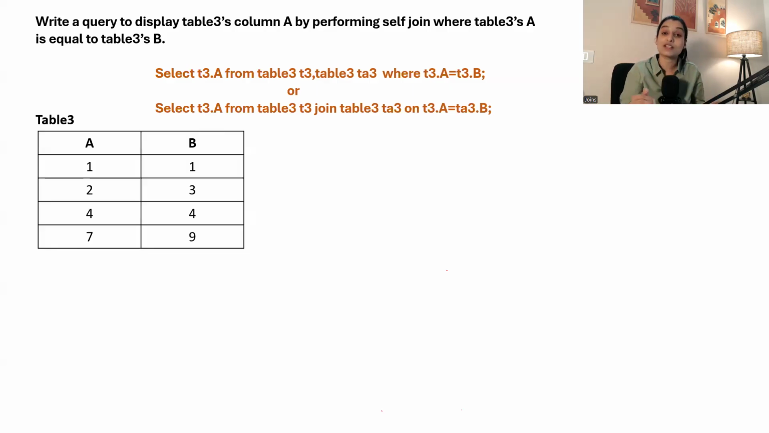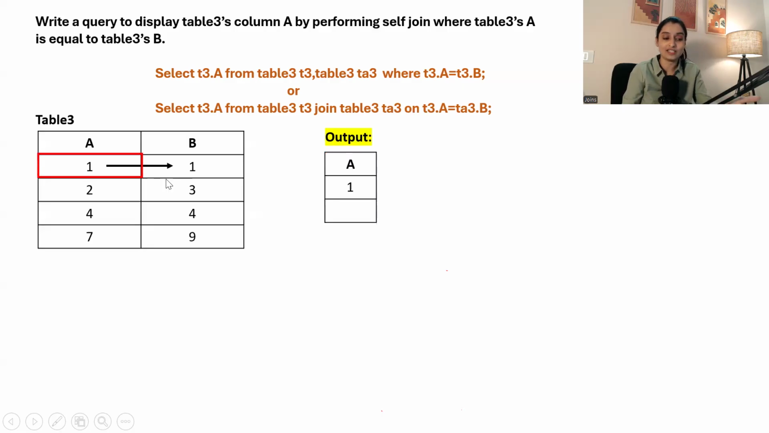Correct, right? What is the condition? Basically, it is an equi join only. The condition is T3.A must match with T3.B. So it will check T3.A, is it matching with T3.B? Yes. Is it matching anywhere else? No. So it checks whether T3.A is matching with T3.B. Like this, matching will happen. Yeah, that's what we call a self join.